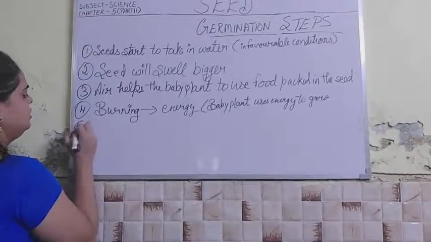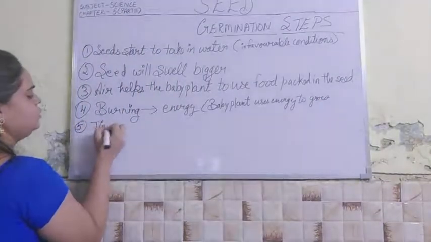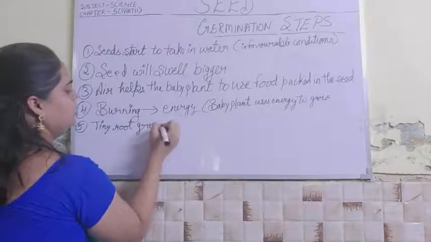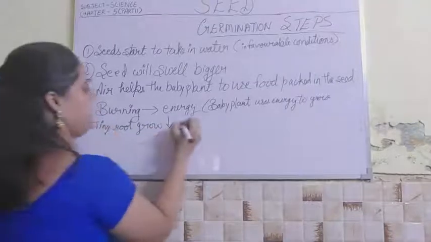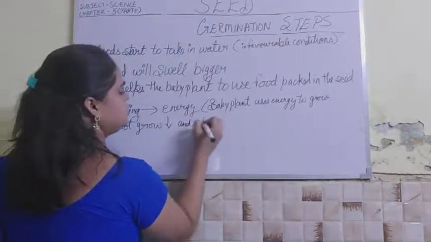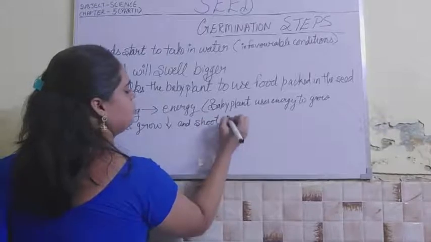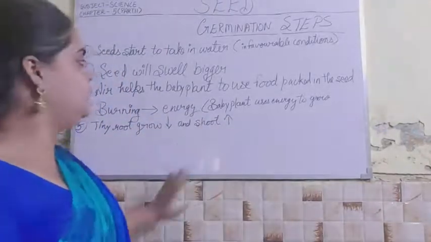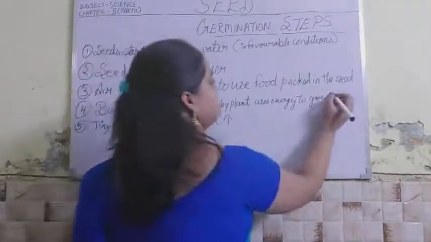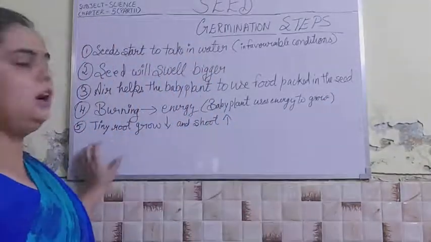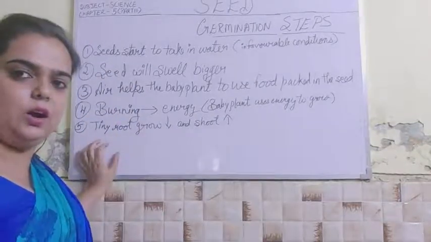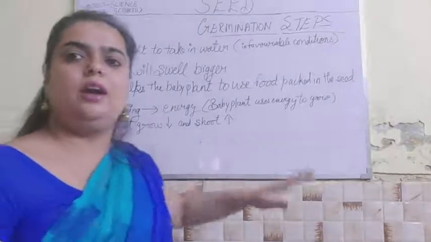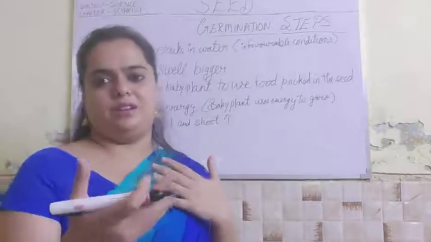After this, the tiny root grows downwards and the shoot grows upwards. Okay, when the baby plant uses the energy to grow, after that a tiny root grows in the downward direction, and then a shoot grows in the upward direction.